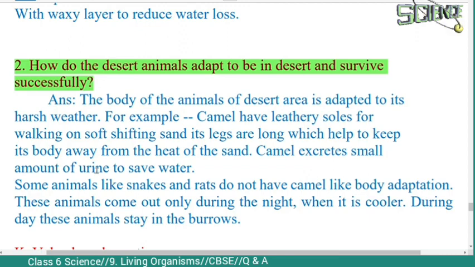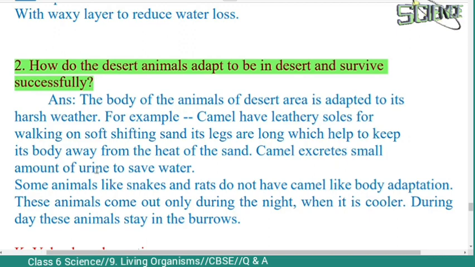Answer, the body of the animals of desert areas is adapted to its harsh weather. For example, camels have leathery soles for walking on soft shifting sand. Its legs are long, which helps to keep its body away from the heat of the sand. Camels excrete a small amount of urine to save water.